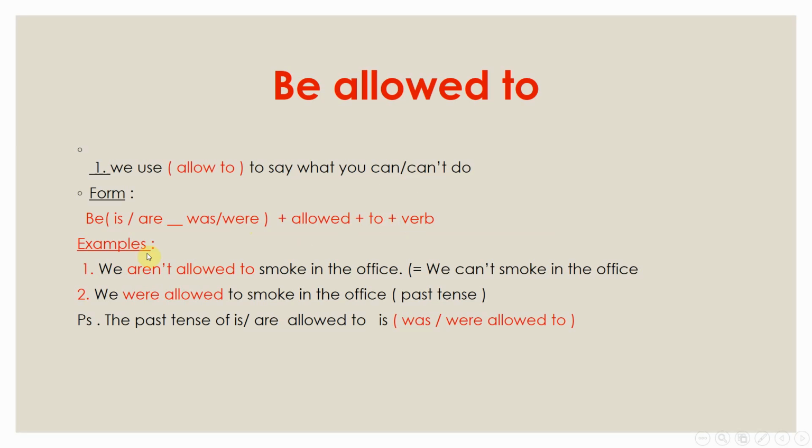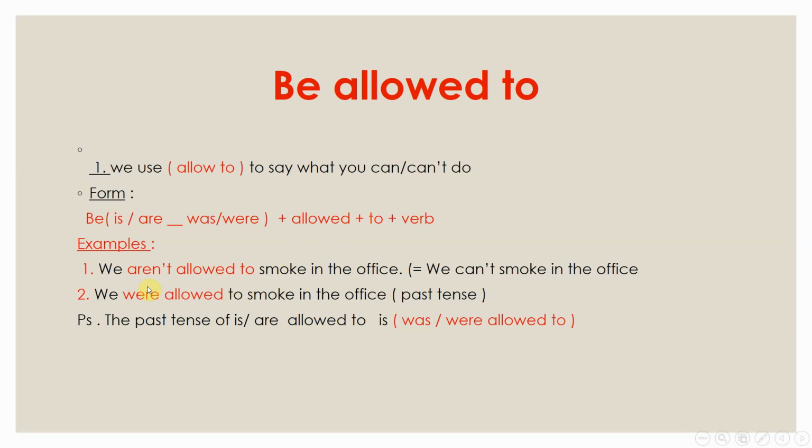Let's take one example. Here we have, we aren't allowed to smoke in the office. That means that we can't smoke in the office. So here we use are not in the present tense, allowed, plus to plus the verb smoke.